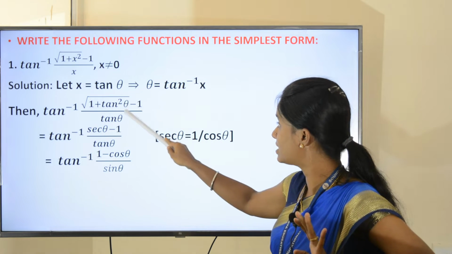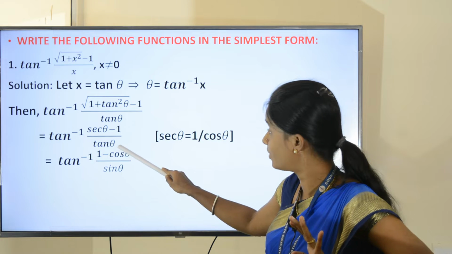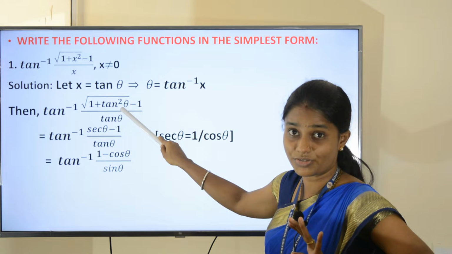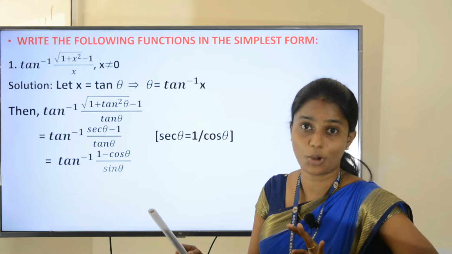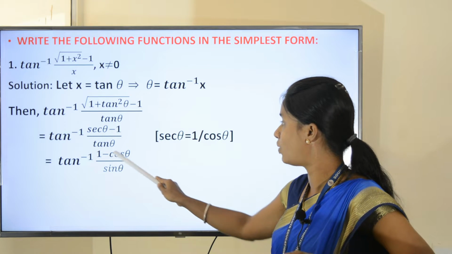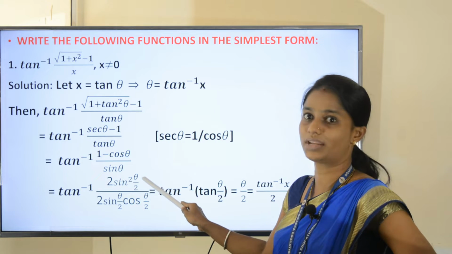So after substitution, students, we have applied one trigonometric identity. Now we'll check whether we need to apply one more trigonometric formula. Yes, that 1 minus cos theta can be replaced with 2 sin square theta by 2.